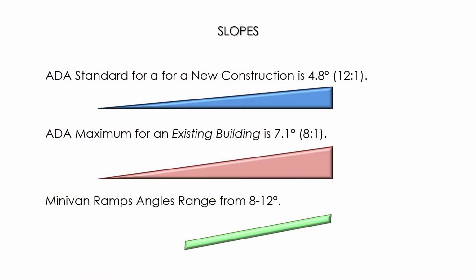So then I began realizing I was having an issue with inclines. Basic slopes don't look like anything if you're just walking up them. But the ADA standard is 12 to 1, which we all know. The maximum standard for an existing building is about 7.1 degrees, an 8 to 1 ratio. And minivans can be anywhere from 8 to 12. But I noticed when I was doing assessments and I'd go out and look at their ability to get in the van, that I really just didn't feel comfortable at all trying to get up that minivan ramp.